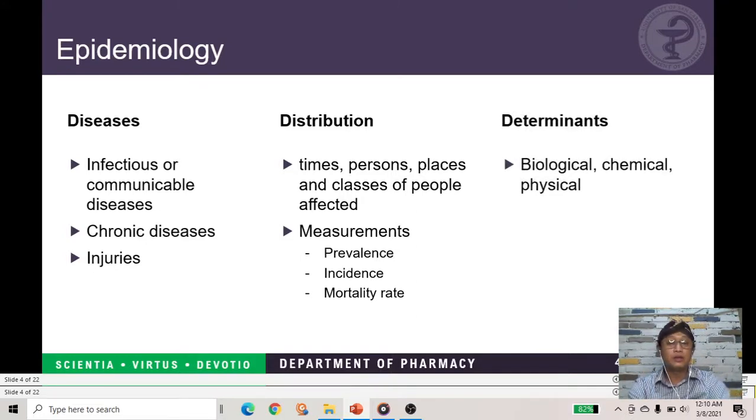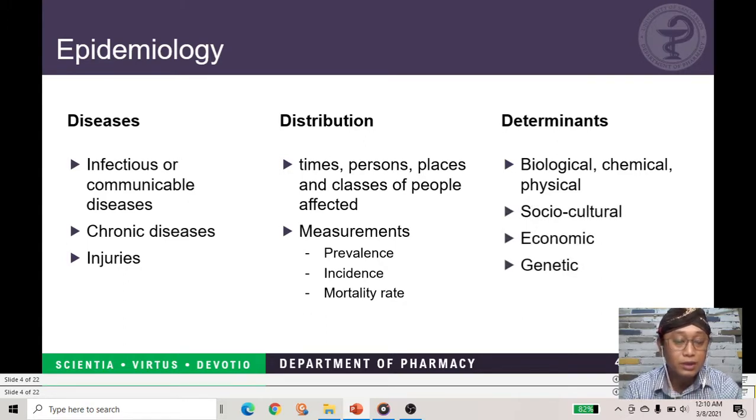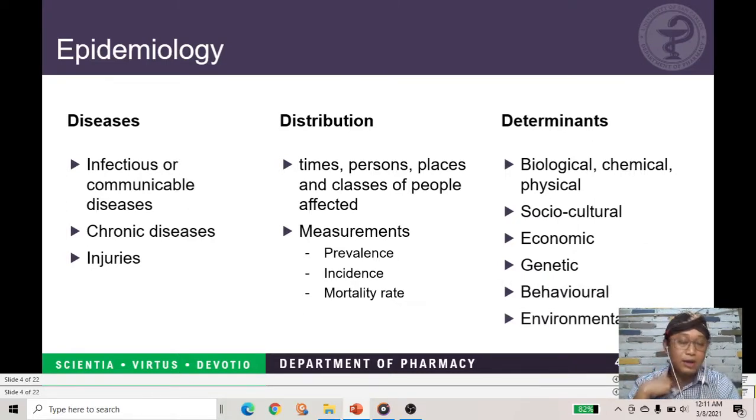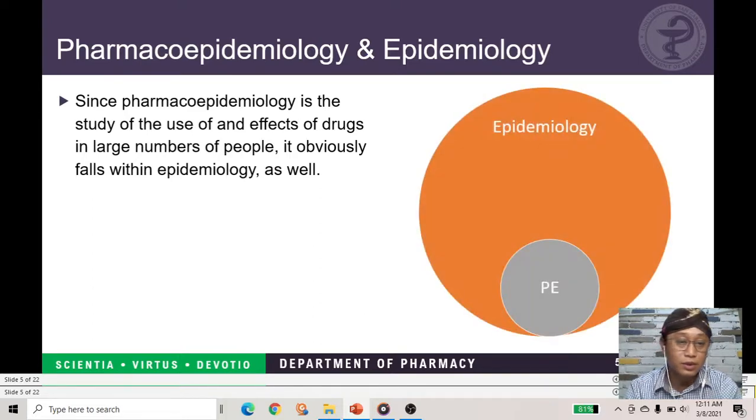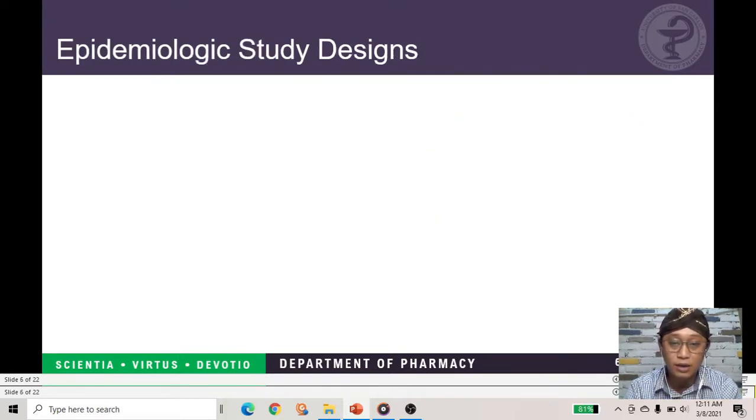And then the determinants. There are many determinants of health, including biological, chemical, physical, sociocultural, economic, and genetic, related to hereditary diseases, and also behavior and environment. Because pharmacoepidemiology is the study of the use of and effects of drugs in large numbers of people, it obviously becomes a subset of epidemiology. It can be illustrated just like this Venn diagram.